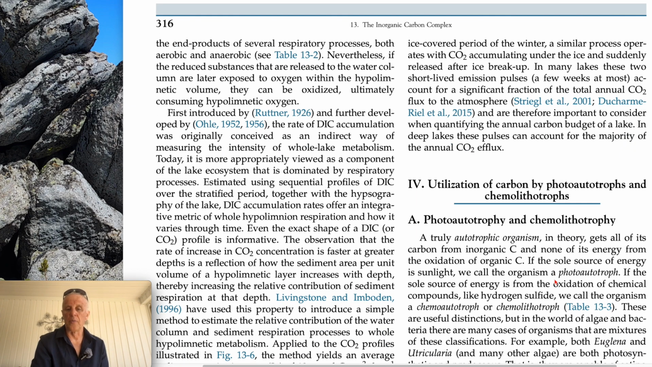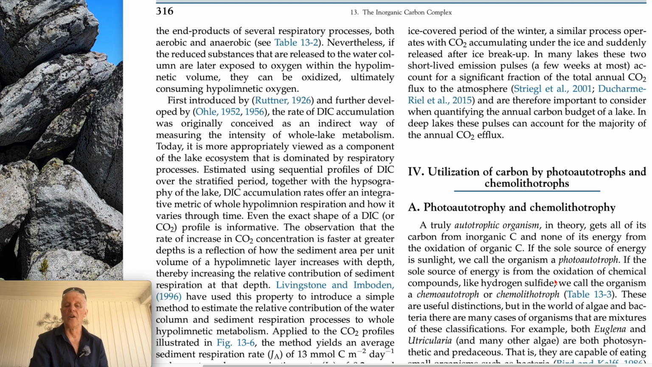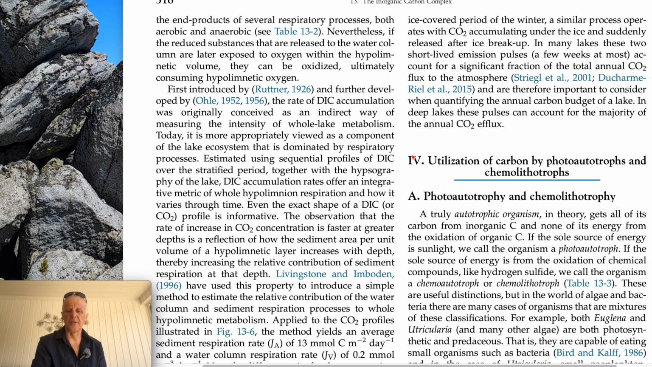First introduced by Rutner and further developed by Oley, the rate of DIC accumulation was originally conceived as an indirect way of measuring the intensity of whole-lake metabolism. Today, it is more appropriately viewed as a component of the lake ecosystem that is dominated by respiratory processes. Estimated using sequential profiles of DIC over the stratified period, together with the hypsography of the lake, DIC accumulation rates offer an integrative metric of whole hypolimnion respiration and how it varies through time. Even the exact shape of the DIC or CO2 profile is informative.